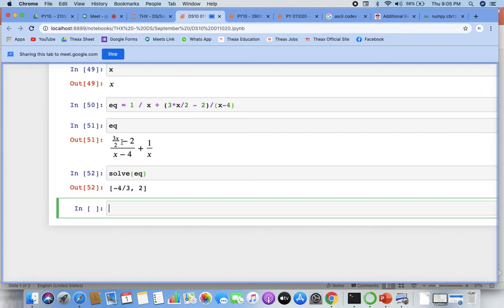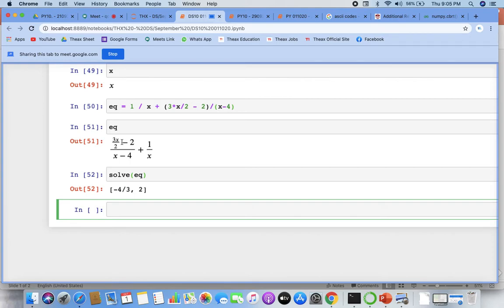Minus 4 by 3 and 2. Is this solving? But how are you going to solve it? This is the equation. Equate it with 0 and give the answer. Okay, fine, you solve afterwards, right?